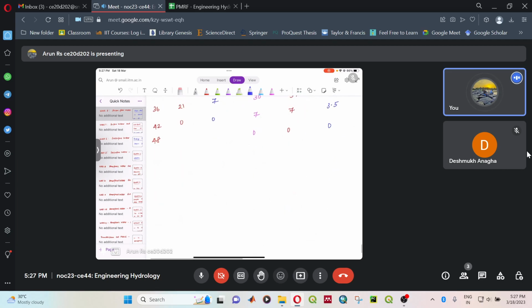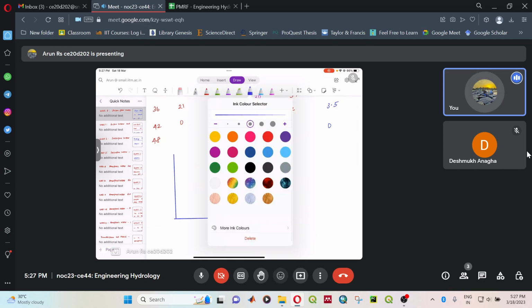So this completes the first part of the question. And the second part, what they have given us, they have given an effective rainfall intensity. So we can draw the hydrograph for that.